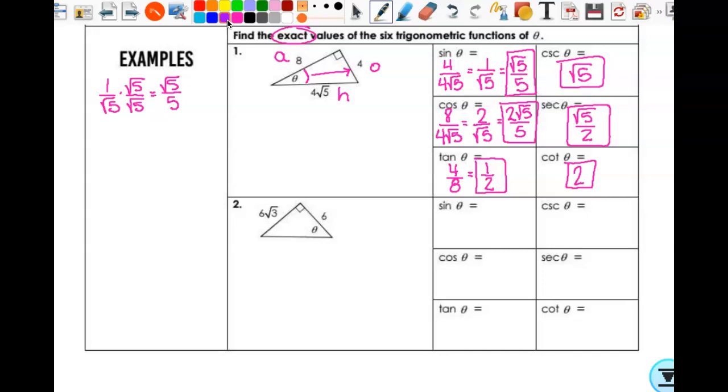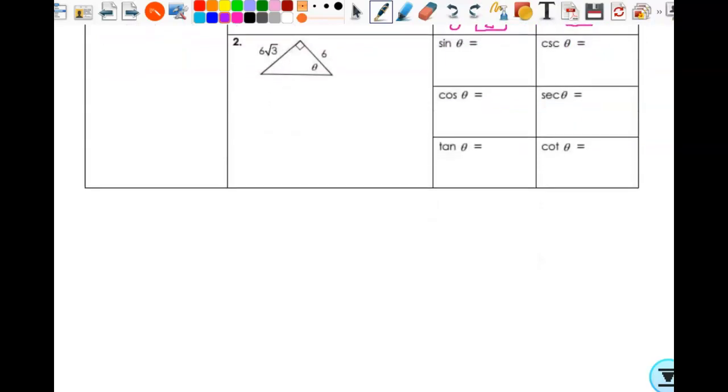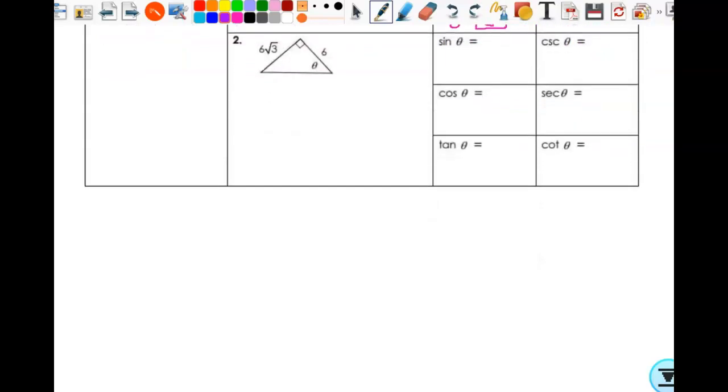All right, so number 2. We do the same thing. We're going to need all 6 ratios. What are we missing? A hypotenuse. So I need to find my hypotenuse. This is my opposite. This is my hypotenuse. This is my adjacent. I don't have my hypotenuse. I need that. So how can I find that?